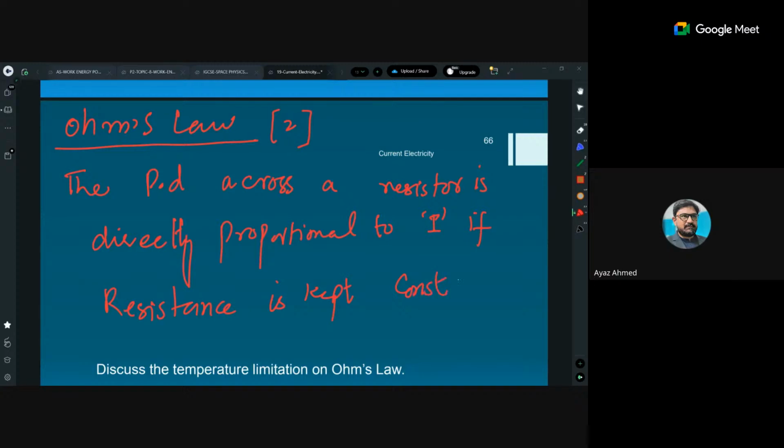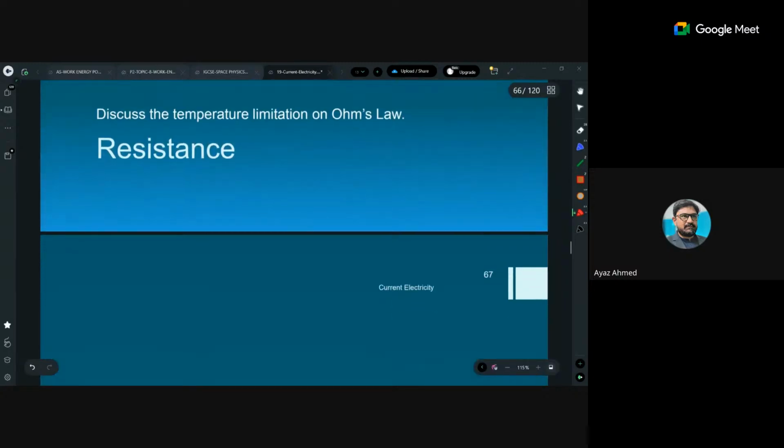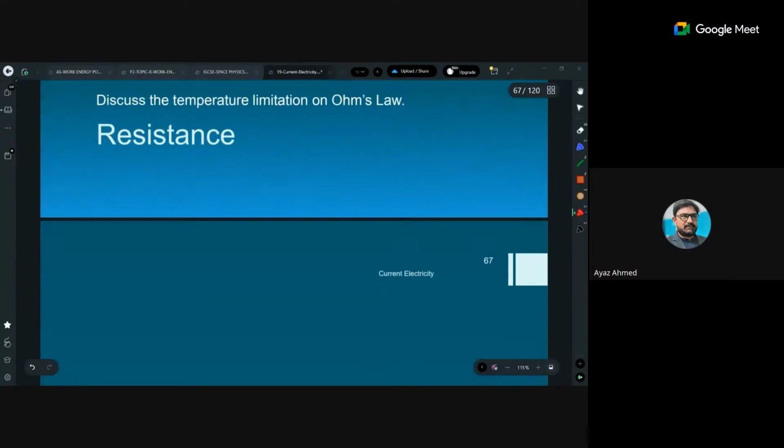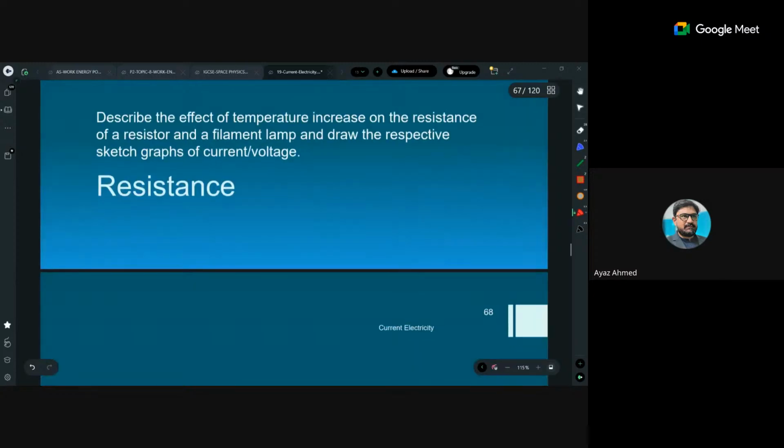That is simple. अगर आप resistance को constant रखते हो तो आपका V और I क्या हो जाएगा? It would be directly proportional. This is your Ohm's law and you have to recall its definition. Now we have the effect of temperature and limitation of Ohm's law. ठीक है. अब देखो, temperature has different impacts on resistance of filament lamp and thermistor.